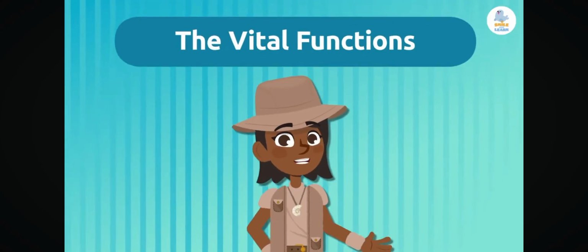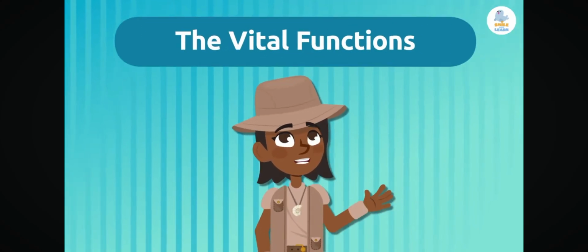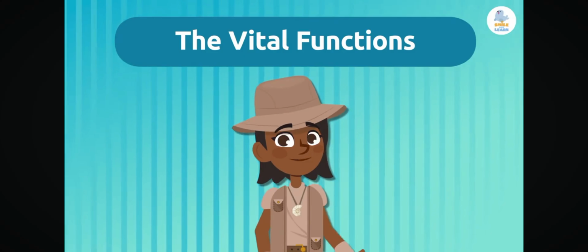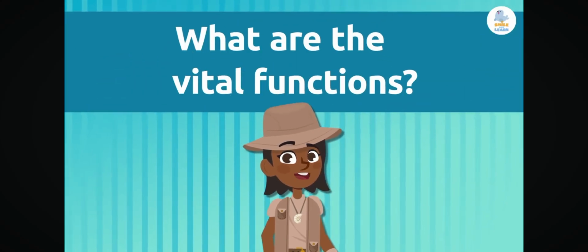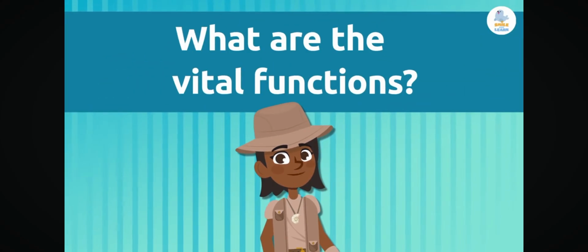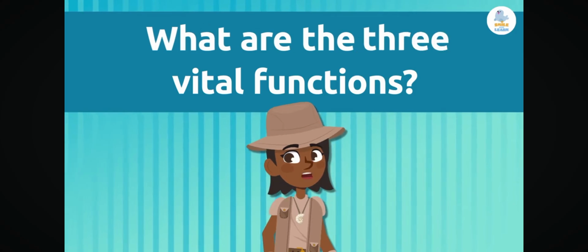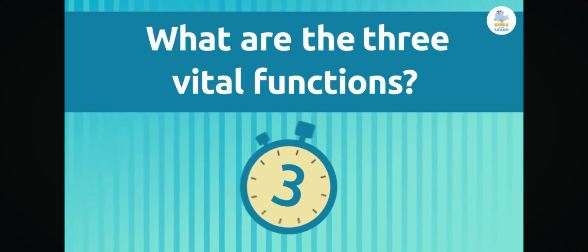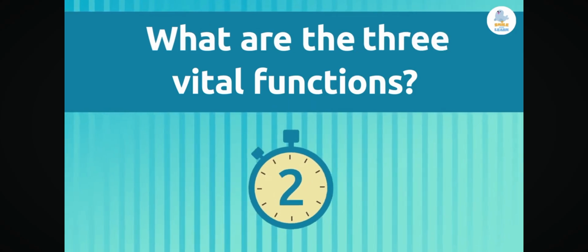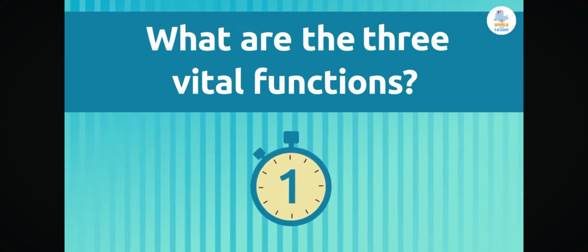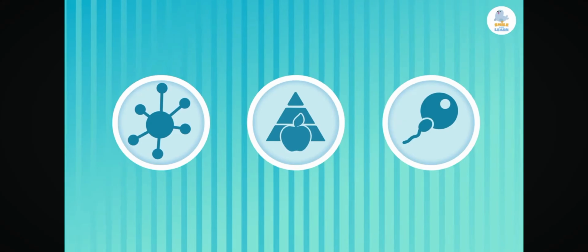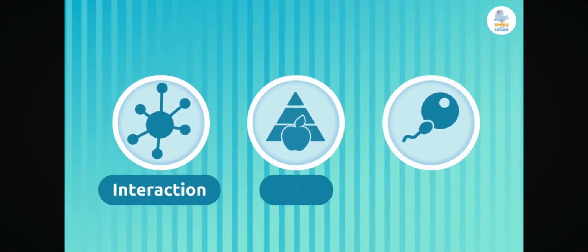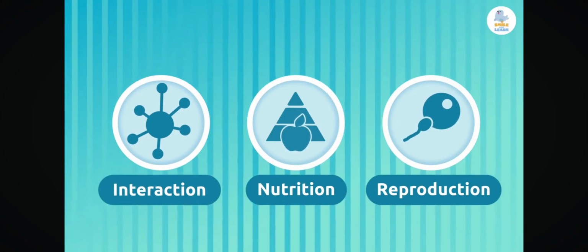And the answer is that they all fulfill the vital functions. And do you remember what the vital functions are? Here's a hint. There are 3. Good job! The vital functions of living things are interaction, nutrition, and reproduction.